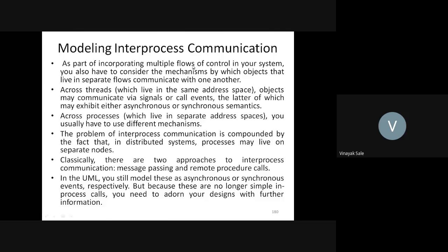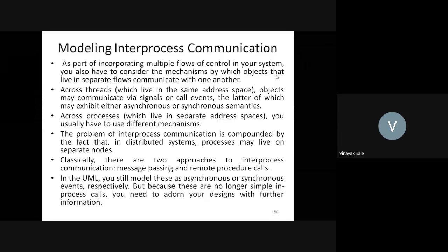So, modeling interprocess communication, that is, modeling of an IPC. As a part of incorporating multiple flows of control in your system, you also have to consider the mechanisms by which objects that live in separate flows communicate with one another. Across threads, objects may communicate via signals or calls, the latter of which may exhibit either synchronous or asynchronous semantics. Across processes, you usually use two different mechanisms.